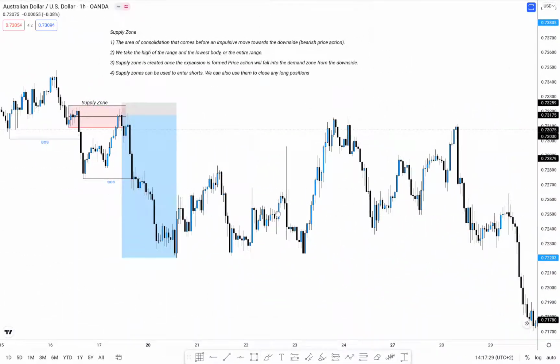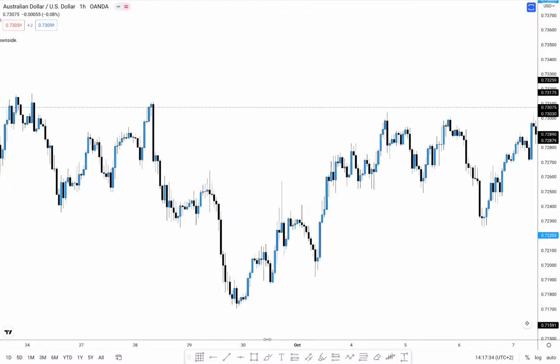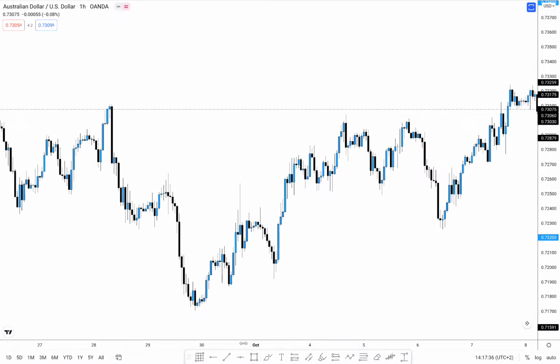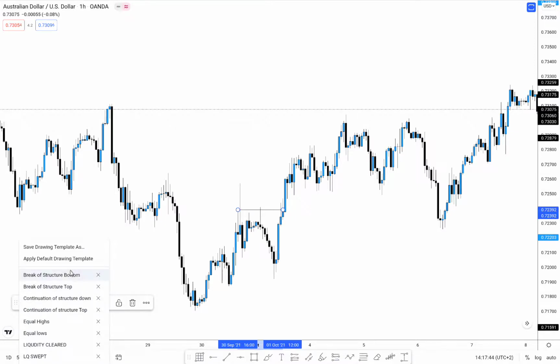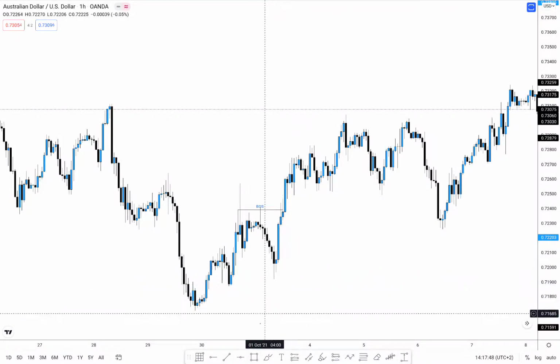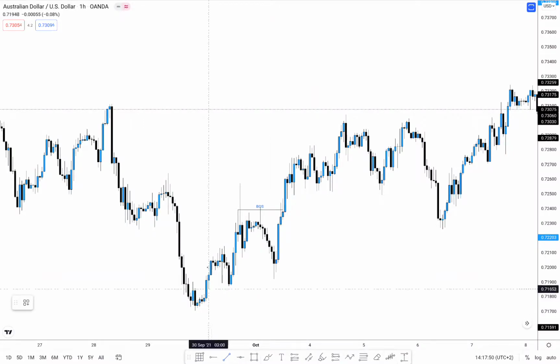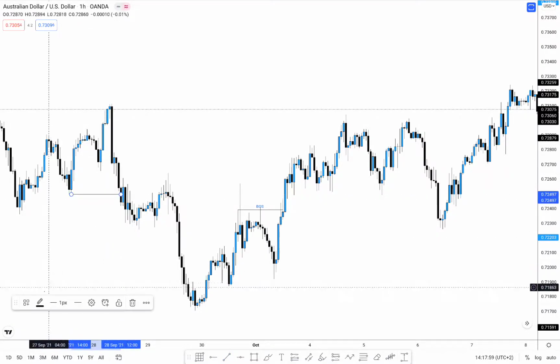Give me a second. Let me look for that example. Okay, cool. Here's a nice example, right? So we have our break of structure to the left, BOS, right? BOS top. And then from there, you can clearly see we broke structure here as well. Broke structure here as well.